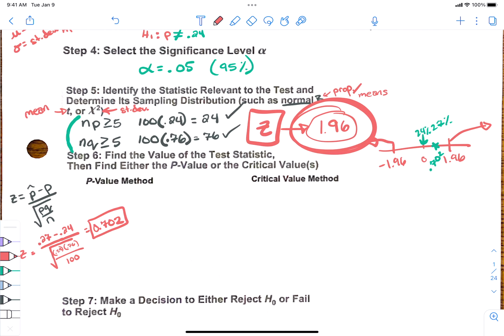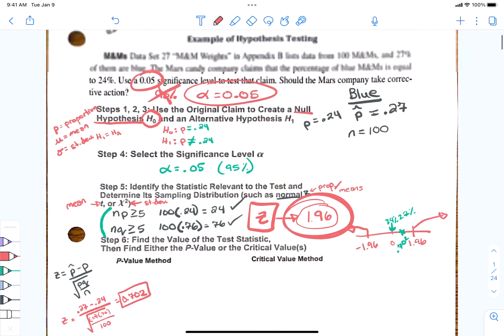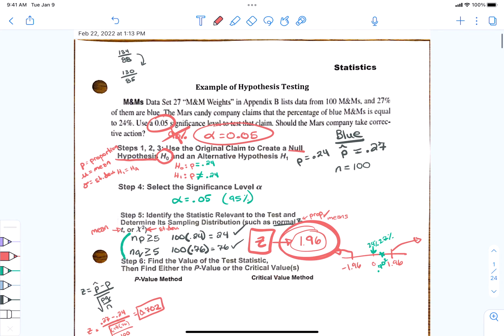Okay, hello people watching this video. We are on the step paper that has the example of hypothesis testing. We're going to finish and go through the rest of these steps. We've done all the heavy lifting so far. Now we just have to find a conclusion, okay?